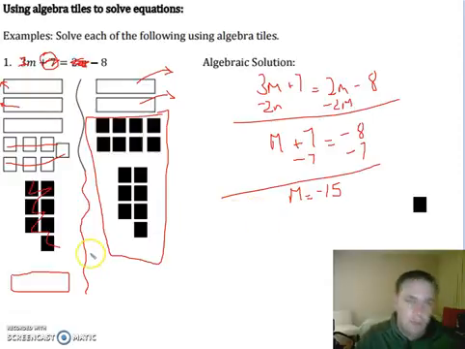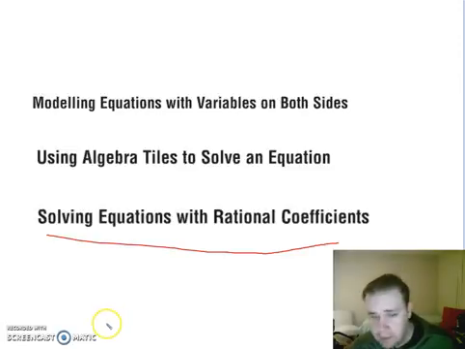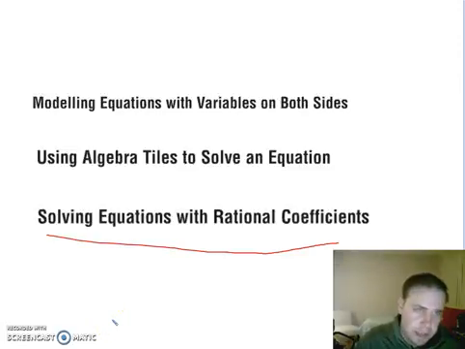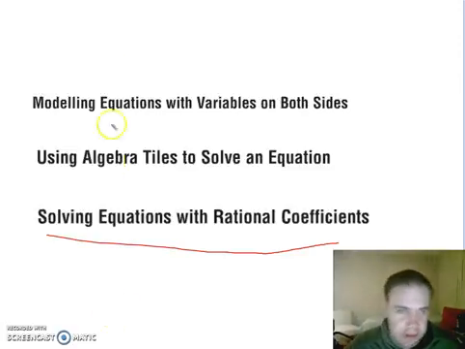Okay, for part 2 of this video, we're going to talk about solving equations with rational coefficients. I need more time than just my 15-minute regular allotment to explain that, so we'll do a quick part 2 video. Won't be as long as the other topics here.